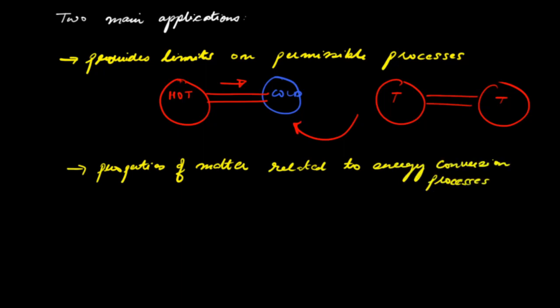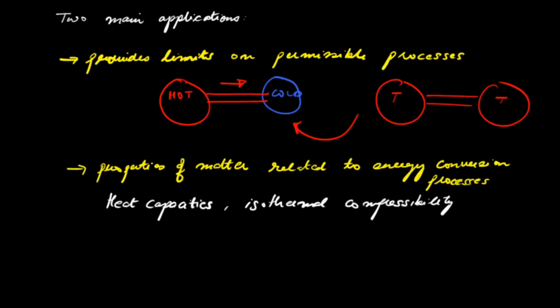The properties of matter are connected through subtle relationships, even though these properties might seem unconnected. For example, thermodynamics can allow us to establish a relationship between heat capacities, isothermal compressibility, and the coefficient of thermal expansion. Now, these properties might seem unrelated to each other, or you might be able to measure some of these properties but not the others.